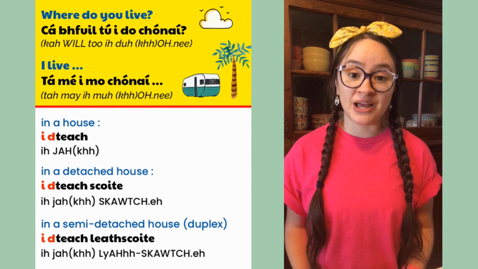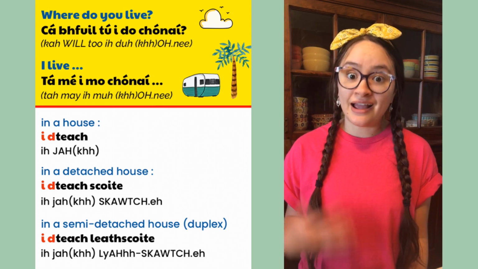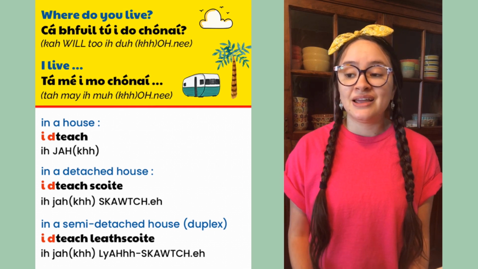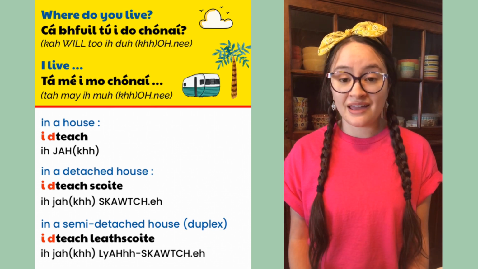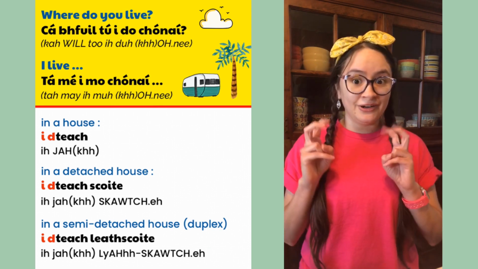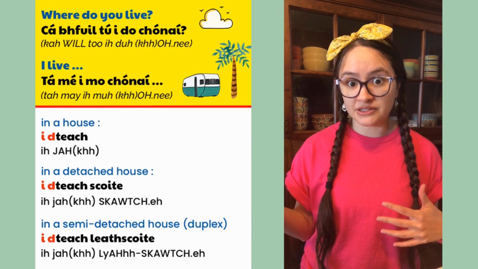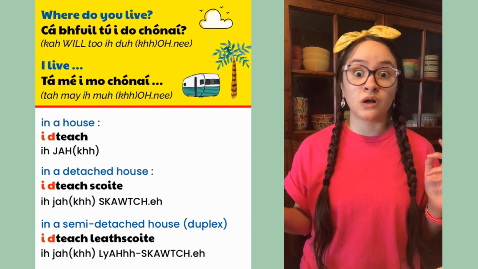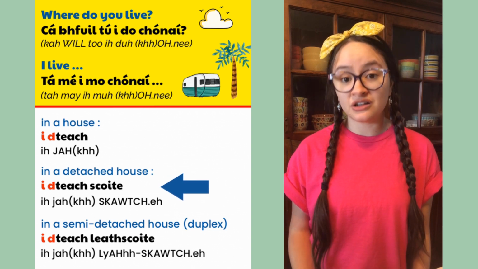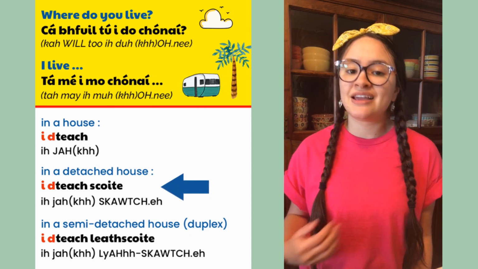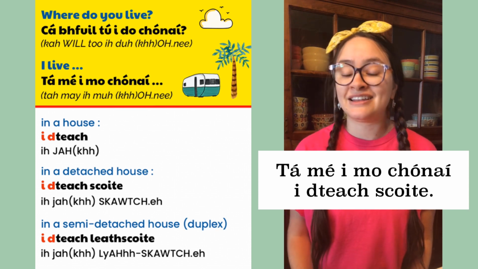Next, we have a detached house. Now, if you're from America like me, you may never have heard of a detached house, and I hadn't either until I started studying Irish. So a detached house is, I guess in Ireland and maybe the UK, what they call a regular house, what we'd call here in America, that isn't attached to some other residence, like in the form of a duplex or a townhouse. And a detached house is teach scoite. In a detached house, i dteach scoite. Tá mé i mo chónaí i dteach scoite. I live in a detached house.